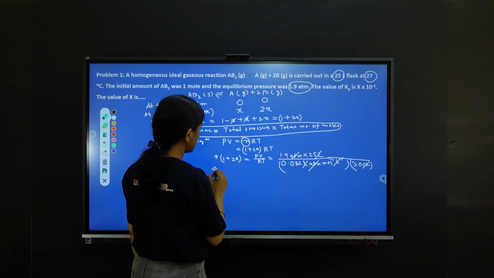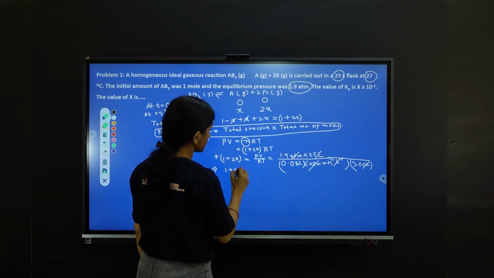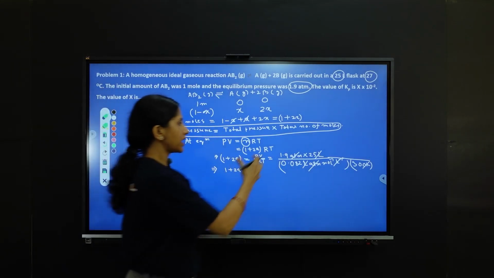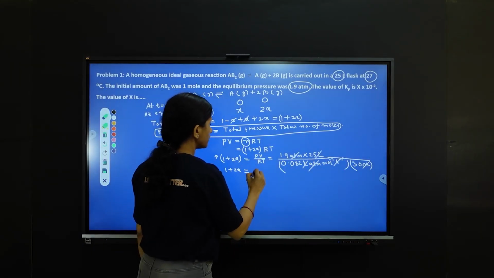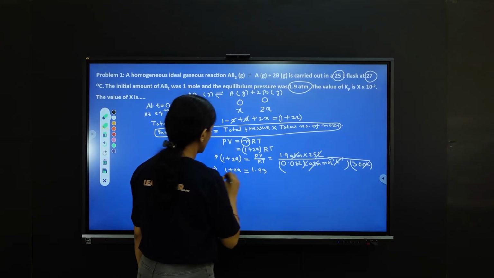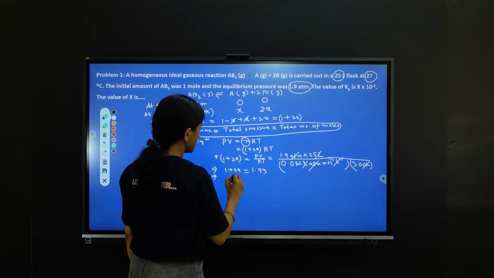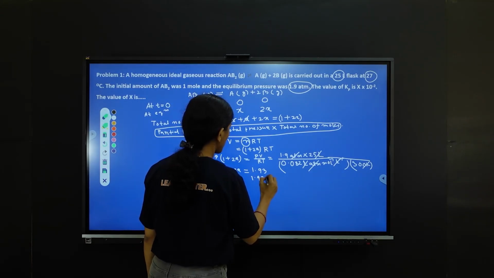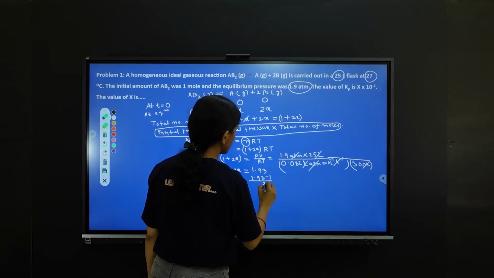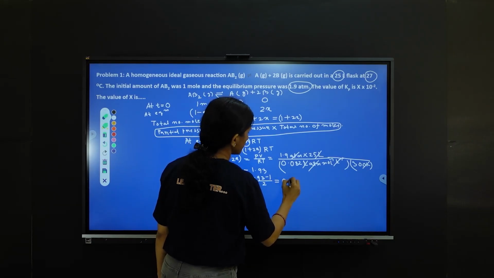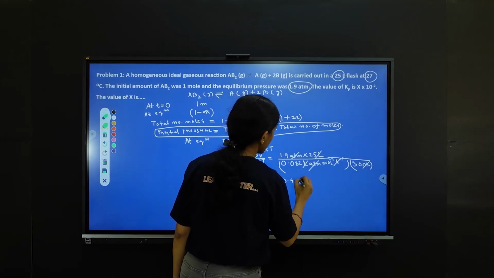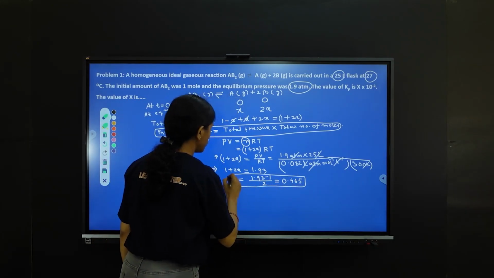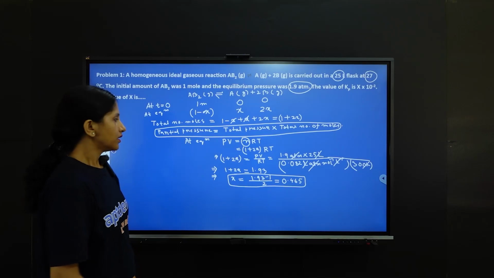So this is giving you 1 plus 2x is equal to, if you calculate and solve the right hand part, 1.93. From here, x will come out as 1.93 minus 1 divided by 2. This is giving you 0.465. This is the value of x, which will be required later.